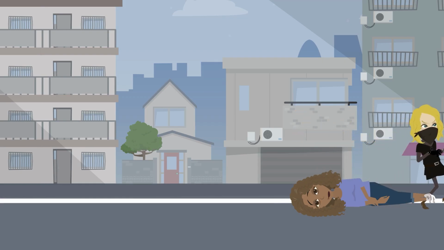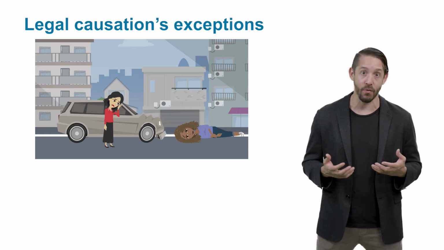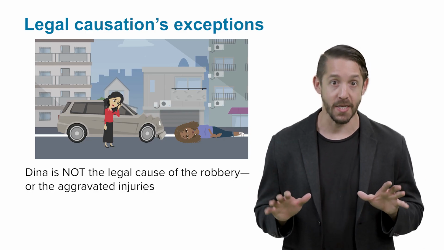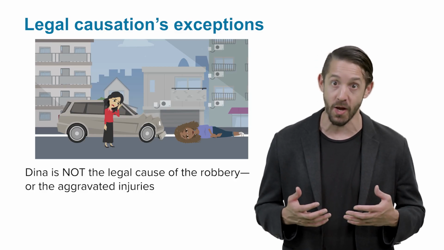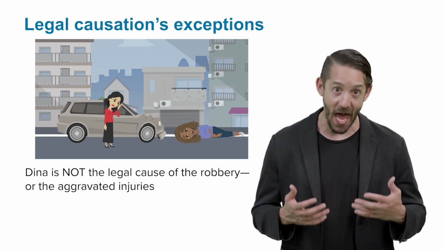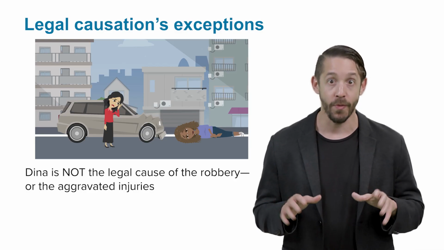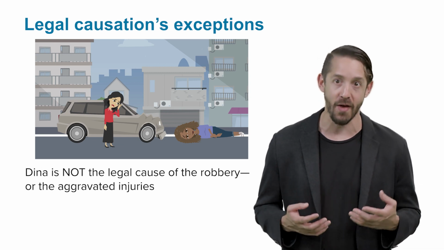In the process of conducting that robbery, the gang inflicts a significantly more serious injury on Vilma than she originally suffered from getting hit by Dina's car. Under these circumstances, is Dina the legal cause of the robbery or the aggravated injuries? The answer is no, she's not. Under these circumstances, it may be reasonably foreseeable that an injured Vilma, vulnerably lying on the side of the road, would experience a violent robbery. But that robbery was the product of the gang's free and deliberate informed decisions to steal and perpetrate violence. As a result, that decision is the legal cause of the robbery and aggravating injuries, and not Dina's bad driving.